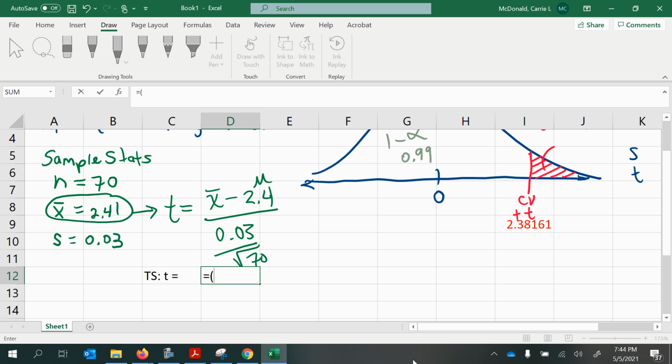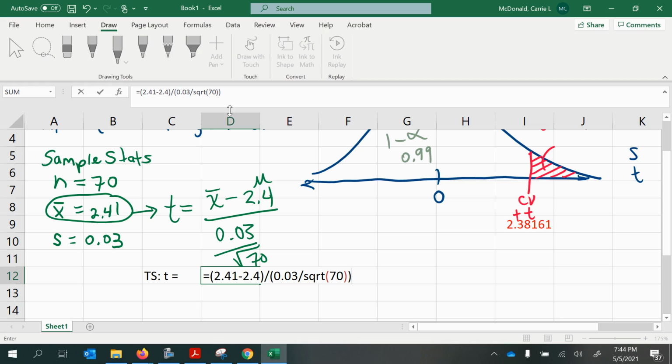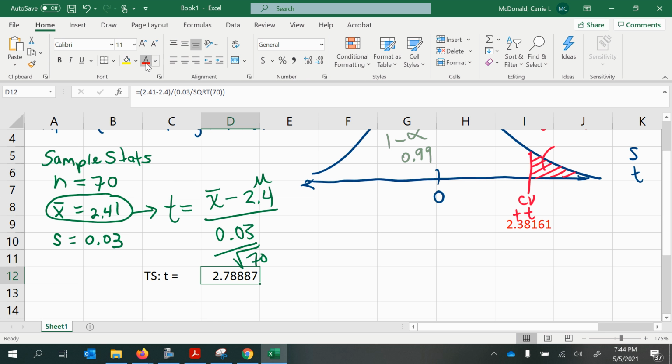My numerator is x bar 2.41 minus 2.4 from the null hypothesis, divided by the standard deviation 0.03 over the square root of n, which is 70. Okay, so if you need to pause it and write that down, that's what it should look like. You should have all that, and then you should get this answer for your test statistic.